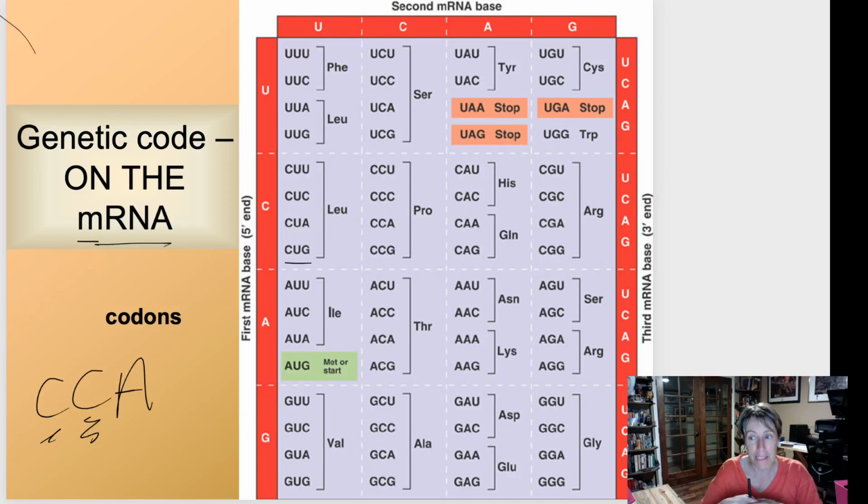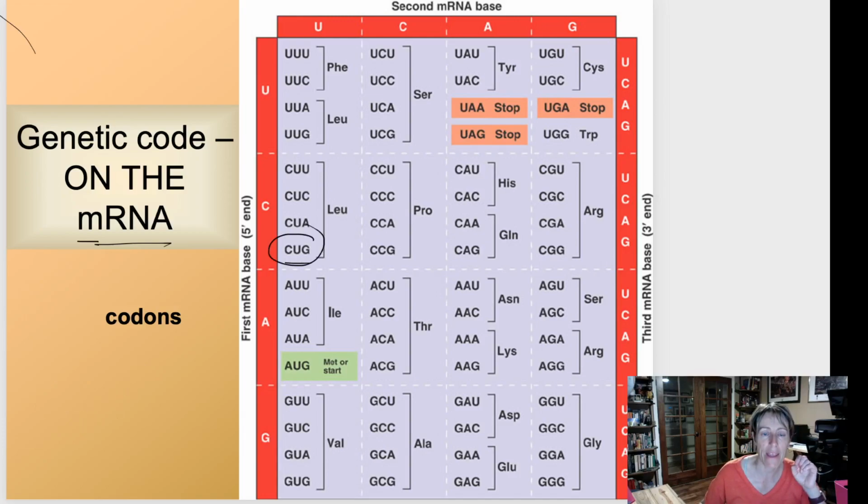So your body makes 64, actually it makes 61 different tRNAs. Why doesn't it make 64? Well, 3 of these are stops, and we don't have tRNAs that line up with the stops. So that's why there's a little difference. But your body makes multiple different types of tRNAs, and there's one to line up with every single one of these codons. So let's take the example here of CUG.